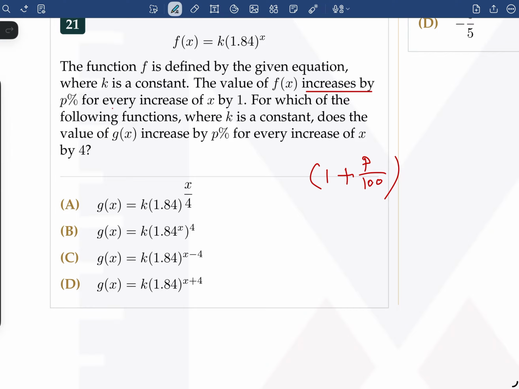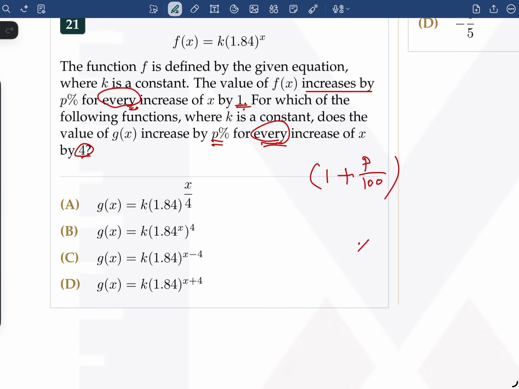For every increase of x by 1, the word every means you have to look at this, because we have 1 down here. 1 in the denominator means every is associated with the number 1. For which of the following functions, where k is a constant, does the value of g increase by the same p%? For every increase by 4. Every increase by 4 means you have to write 4 down below the x. So every is always the number that's in the denominator.